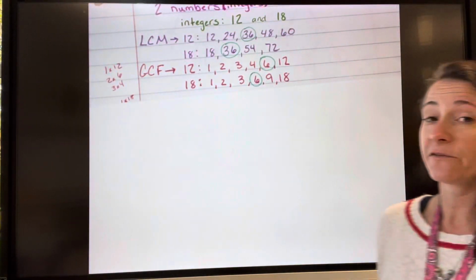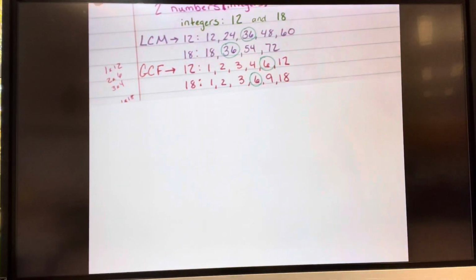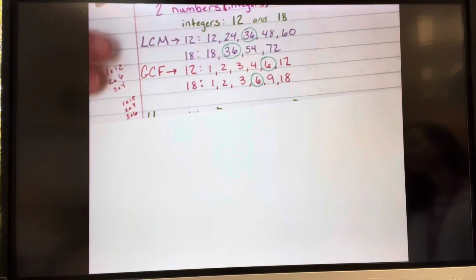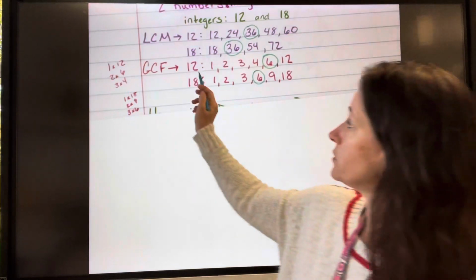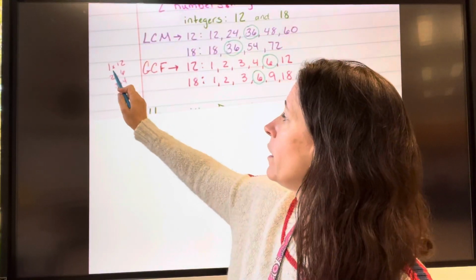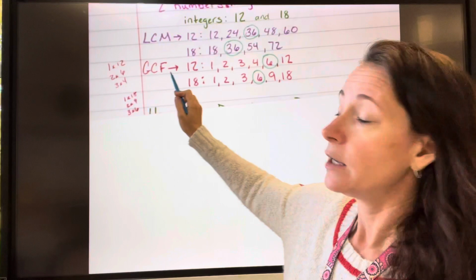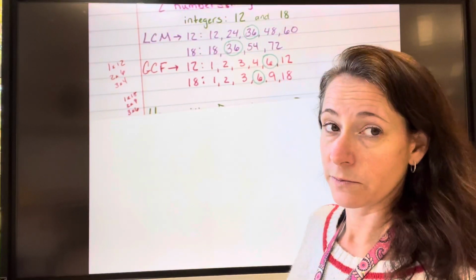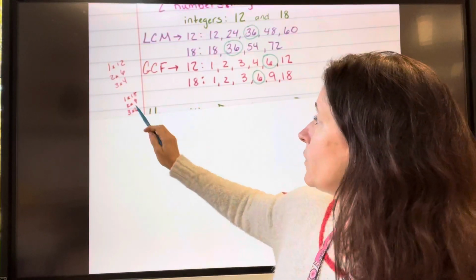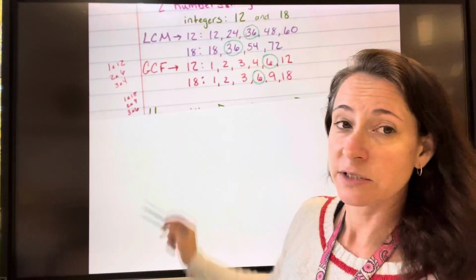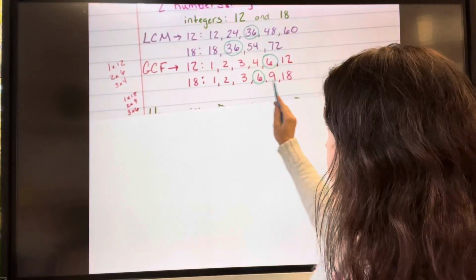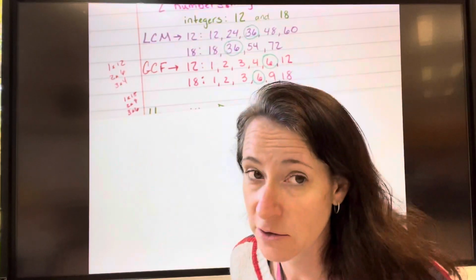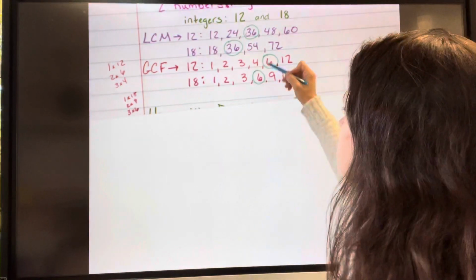You can find the greatest common factor of 12 and 18. As you can see off to the side, I've worked out the factors of 12: 1 and 12, 2 and 6, 3 and 4. Then I listed them in order from least to greatest: 1, 2, 3, 4, 6, and 12. I did the same thing for 18: 1 times 18, 2 times 9, and 3 times 6. Then I listed them in order and found that the greatest factor these two have in common is 6.